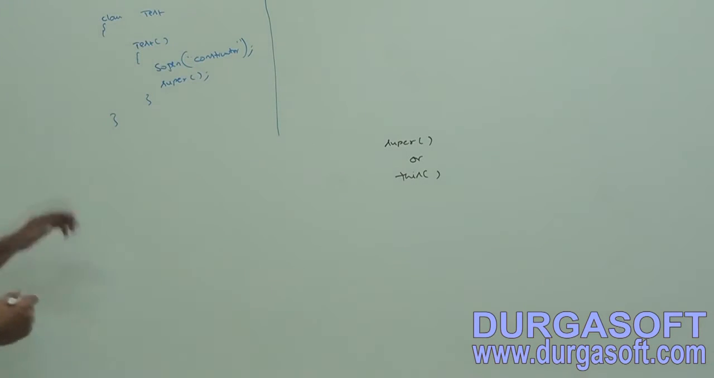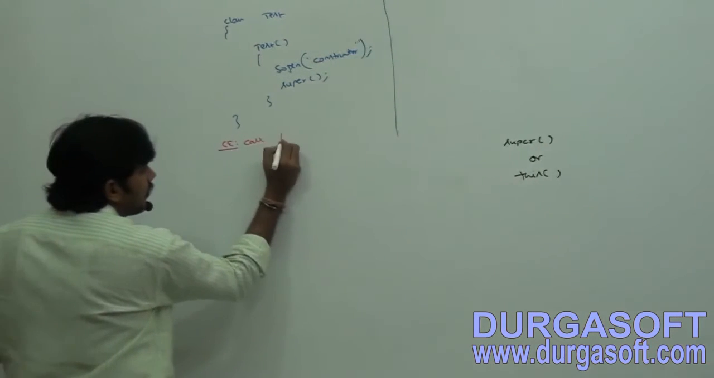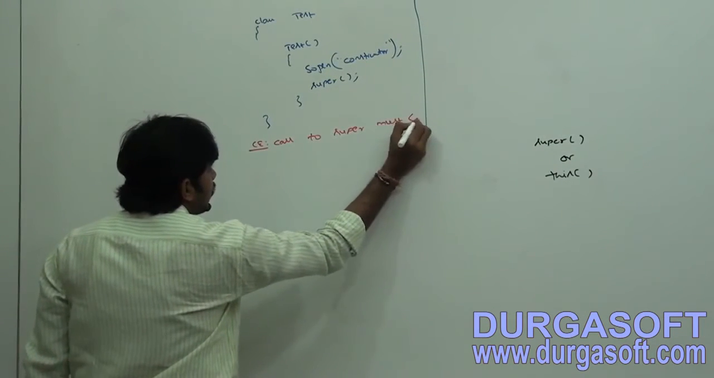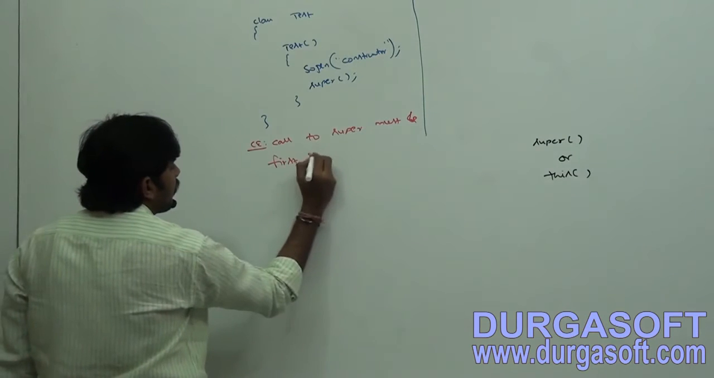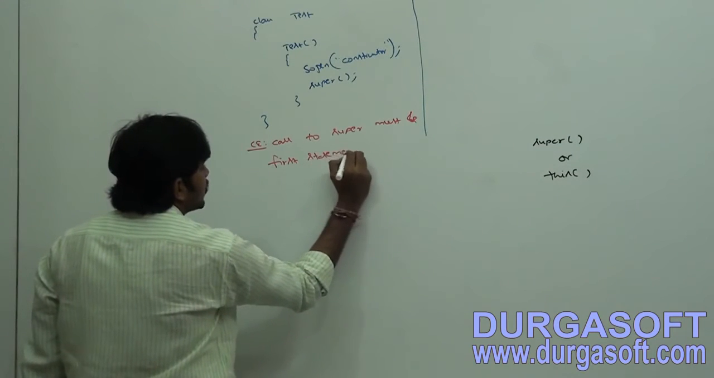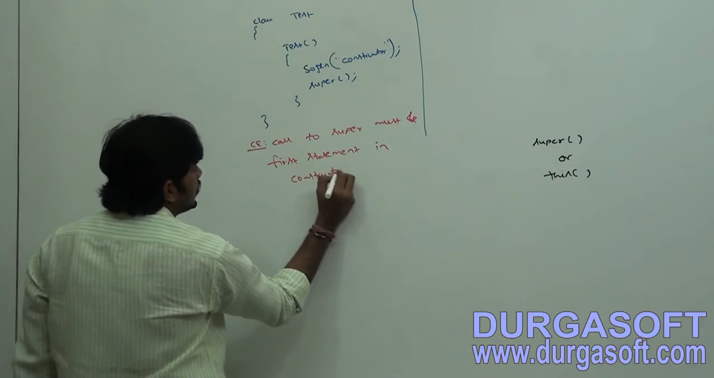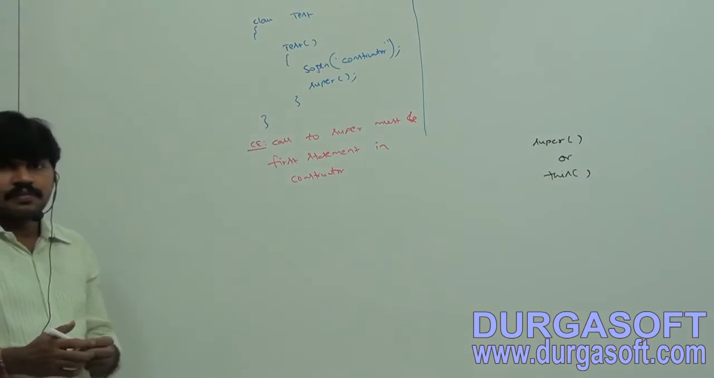Okay, example. Can you tell in this example what compile time error we got? Call to super must be first statement in constructor. This is the compile time error we are getting. Take this example and the compile time error.